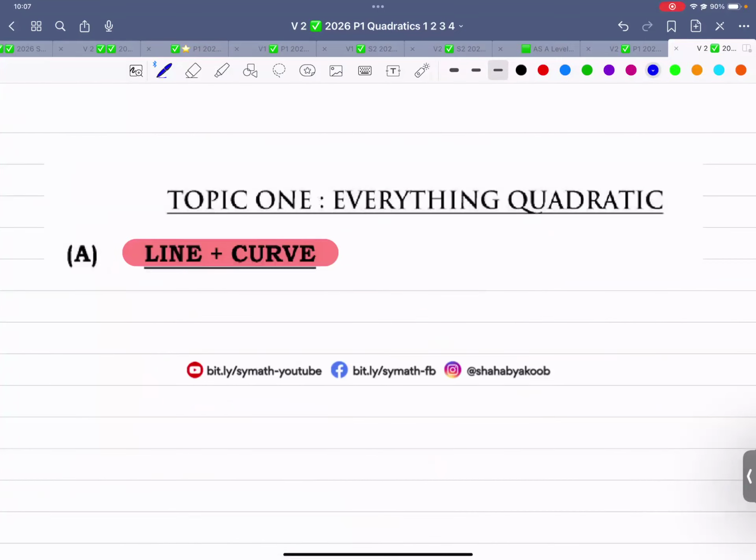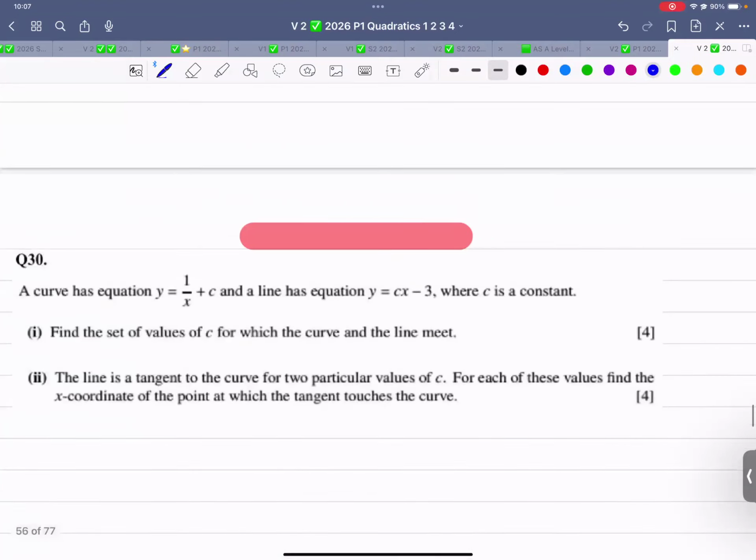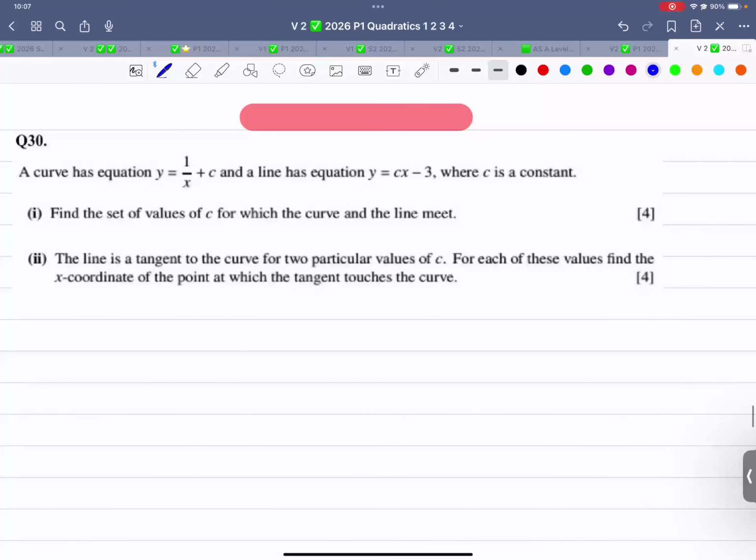So topic 1 is about line and curve. Let's look at the first question. It says a curve has equation such and such. Let me underline it. That is the equation of the curve. And the line has this equation such and such, where c is a constant. The first part is to find the set of values of c for which the curve and the line meet.